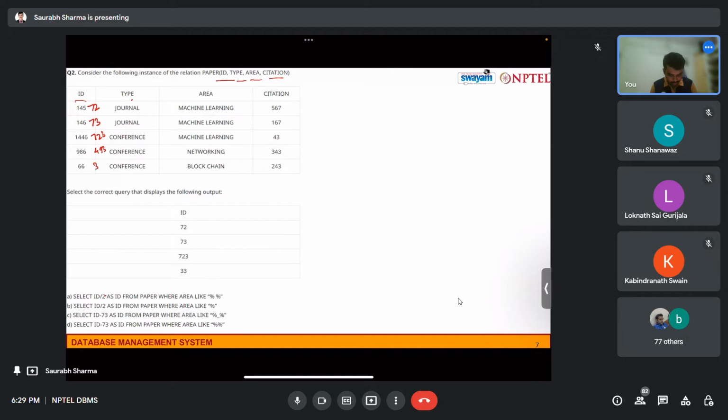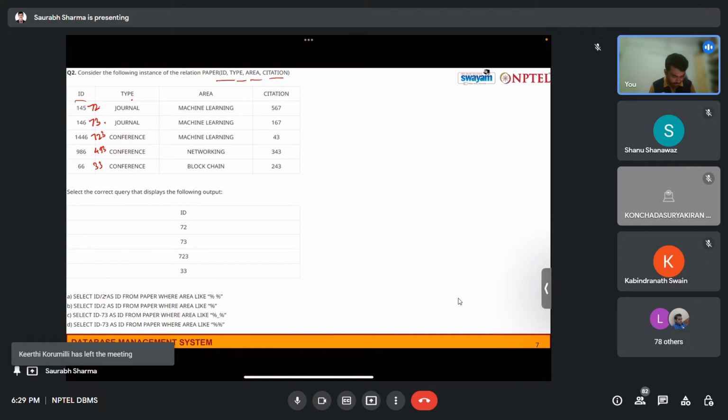493, then 33. So it properly matches with these entries. And if you perform ID minus 73, this will be 72, this will be 73, but this will not be anywhere around 723; that will be a huge value, something around 1000 plus. So that is not in our answer, and we can clearly discard these two. Now we have to go through the other two options.